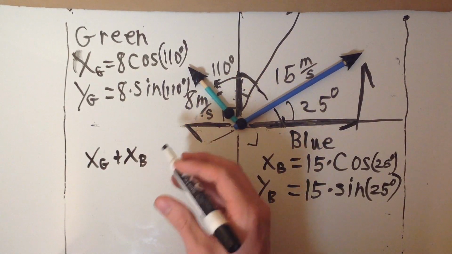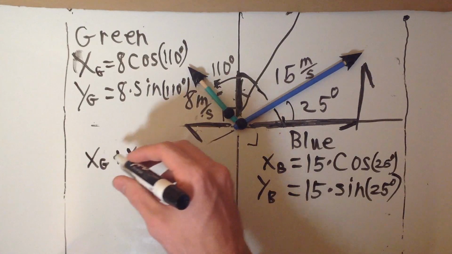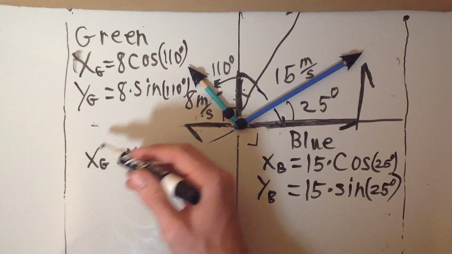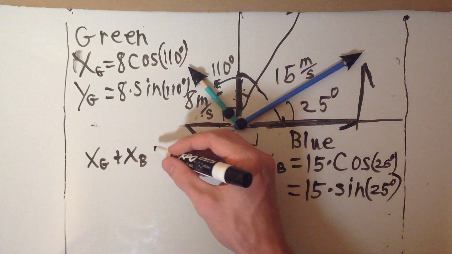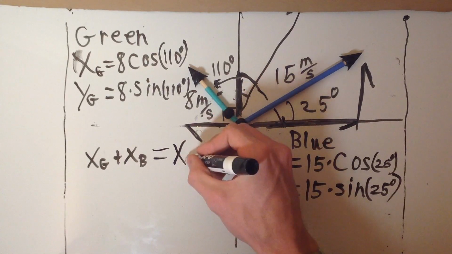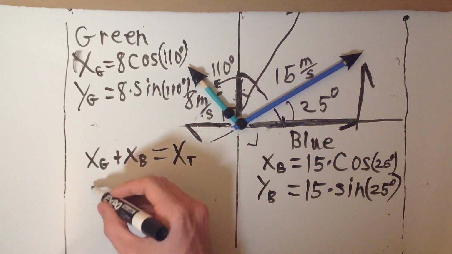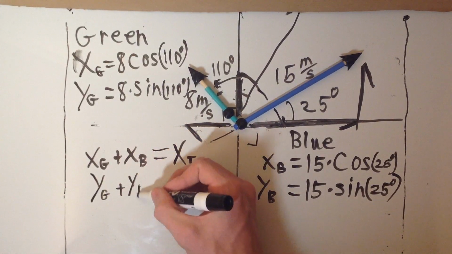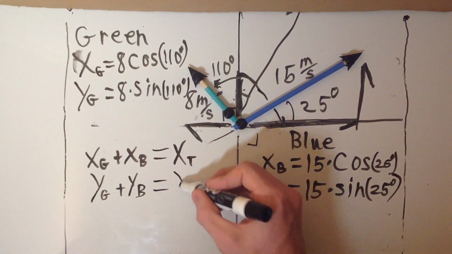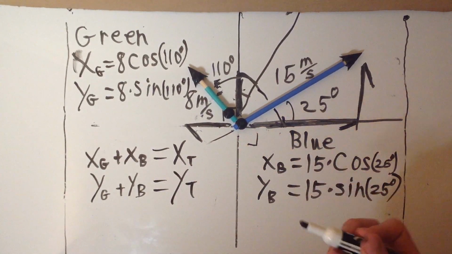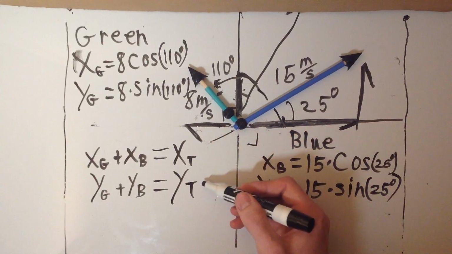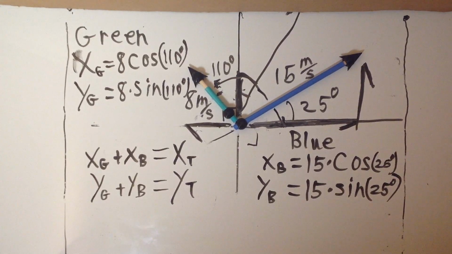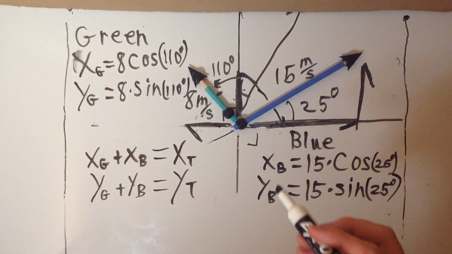Now remember, if they're negative, it could be that it looks like you're subtracting, but you always add. So x of g could be a negative number, but you still add that, which may result in a subtraction. But that is going to give us some x total, x of t for total. Then we're going to do the same thing for our y's. We have y of green plus y of blue, and that's going to give us some y total. And once you have your x totals, your y totals, you're going to find your magnitude and angles. So let's start with the magnitude this time.